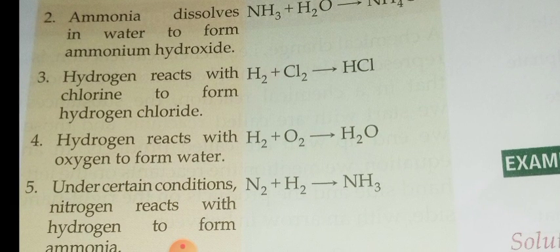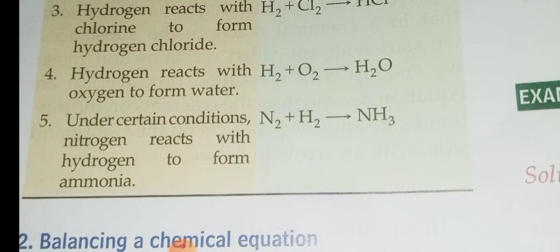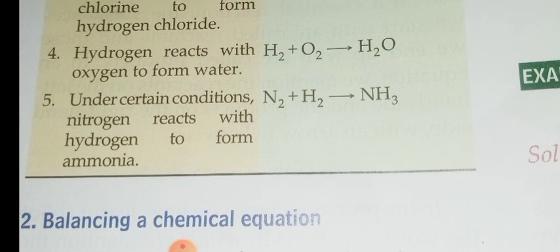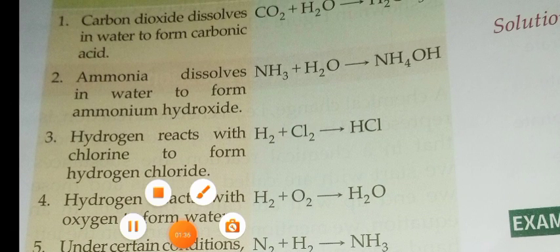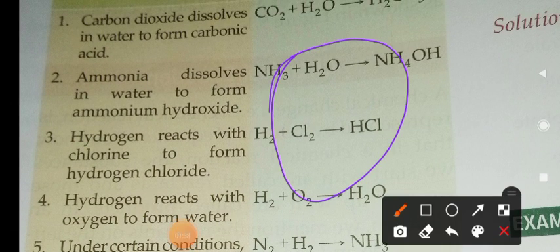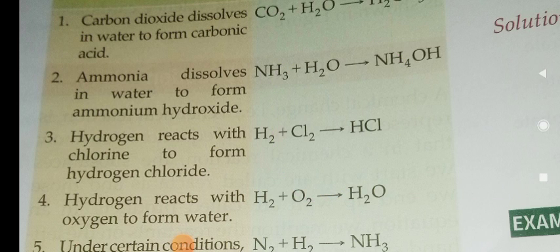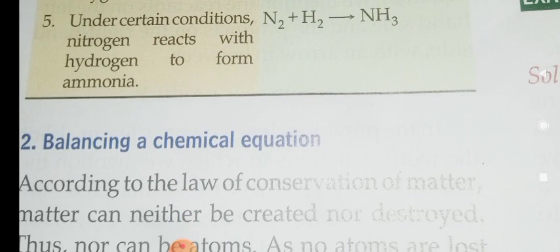And the third one, hydrogen reacts with chlorine to form hydrogen chloride. Hydrogen H2, chlorine Cl2, to form hydrogen chloride HCl. Next one is hydrogen reacts with oxygen to form water: H2, oxygen O2, to form H2O. Under certain conditions, nitrogen reacts with hydrogen to form ammonia: nitrogen N2, hydrogen H2, to form NH3. All these reactions are skeletal reactions. Now, we are going to learn how to balance a chemical equation.